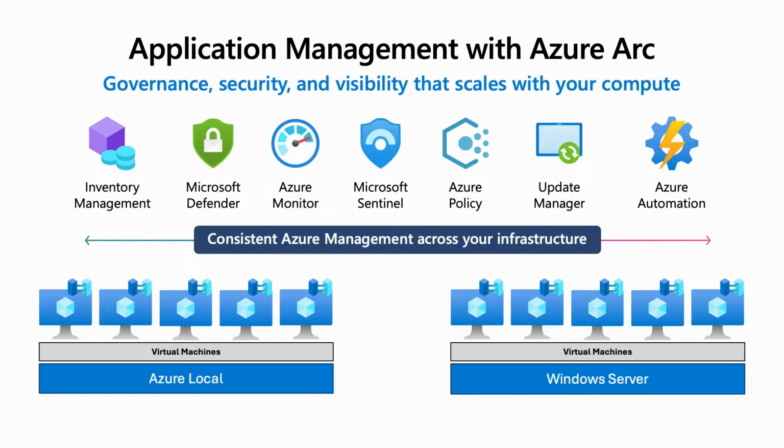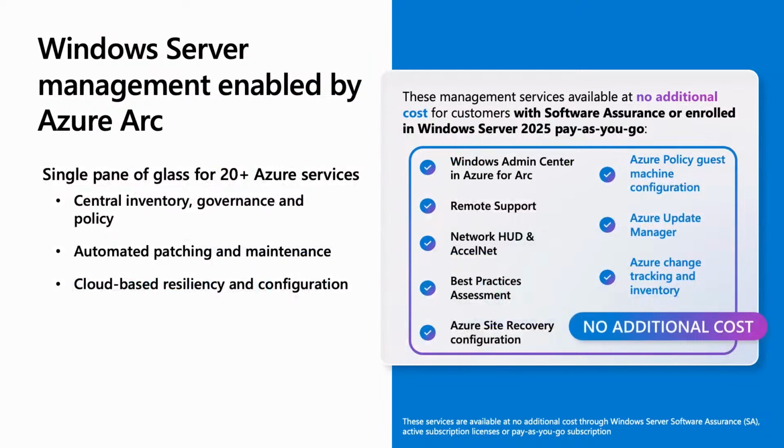Now, we are so bullish and we are seeing so many customers adopting Azure Arc and loving it that we wanted to make it even easier. In fact, at Ignite just a few months ago, our CEO, Satya Nadella, announced a whole bunch of new software assurance benefits with Azure Arc. So if you're a software assurance customer, we are now delivering a whole bunch of new services like Azure Change Tracking and Inventory, Update Manager, Azure Policy Guest Machine Configuration, Windows Admin Center in Azure Arc, Network HUD and ESU. This is all part of your software assurance benefit. So this is a huge win, and again, it just shows you how bullish we are on Azure Arc.